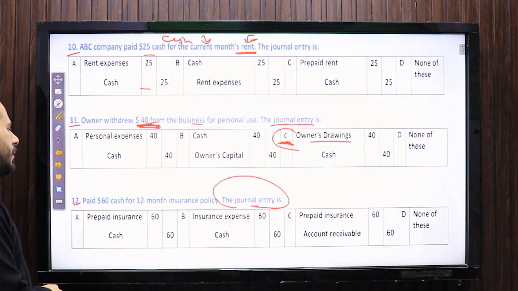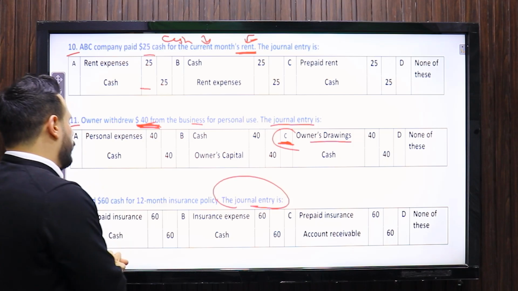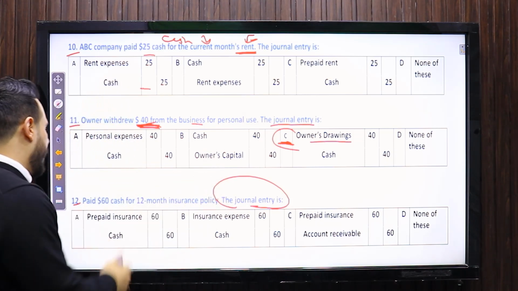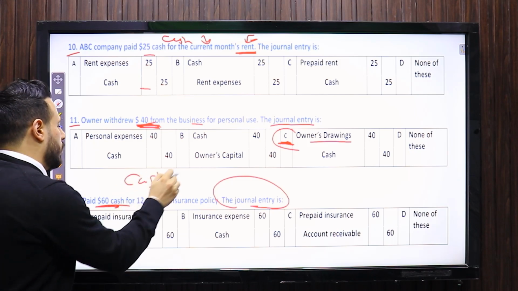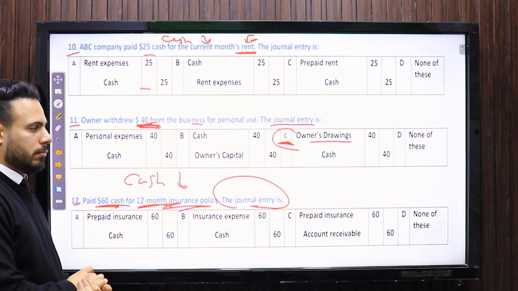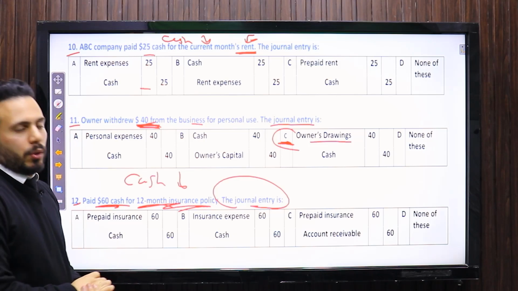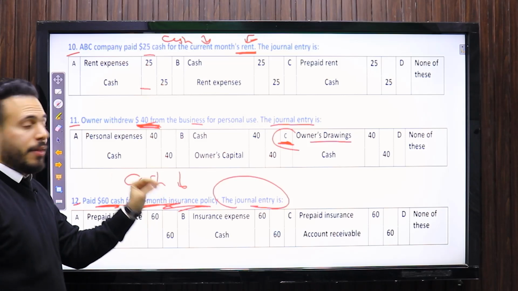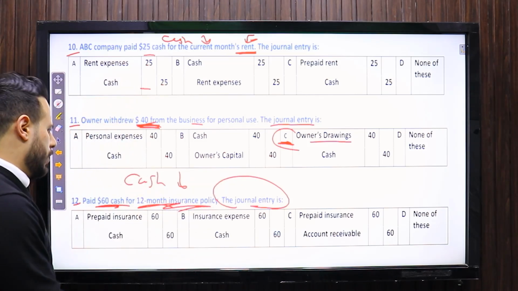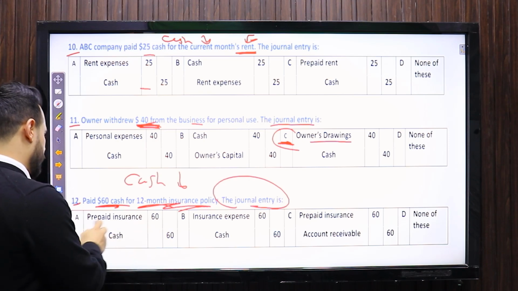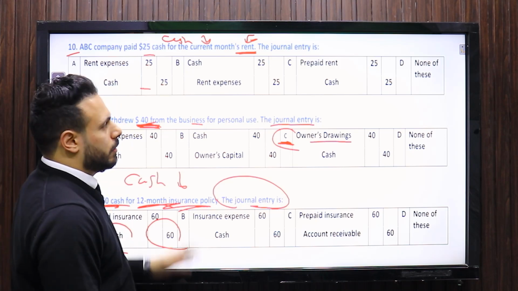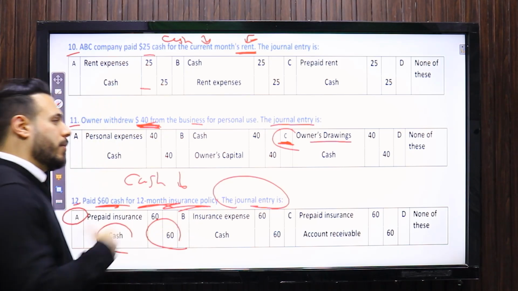Question number 12. Paid $60 cash for a 12-month insurance policy. The cash decreased for the 12-month insurance policy. This is prepaid insurance, and prepaid insurance is an asset, and the normal balance of an asset is debit. So when it increases, it must be put at the debit side. I will use prepaid insurance at the debit side and the cash at the credit side. Okay, let's go to another question.